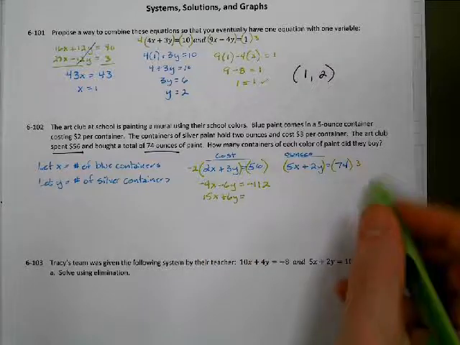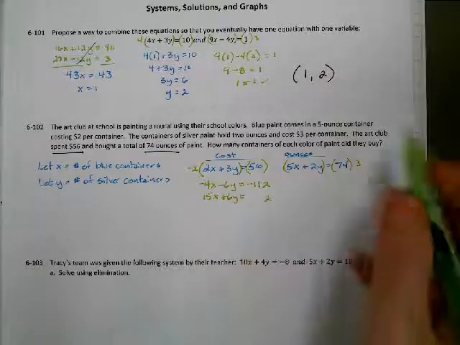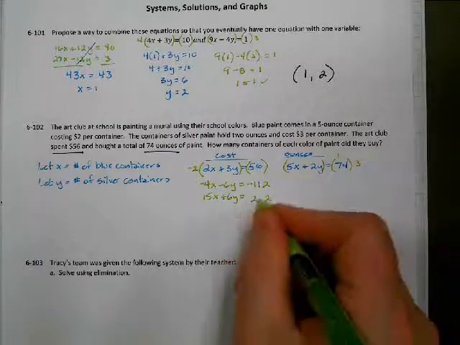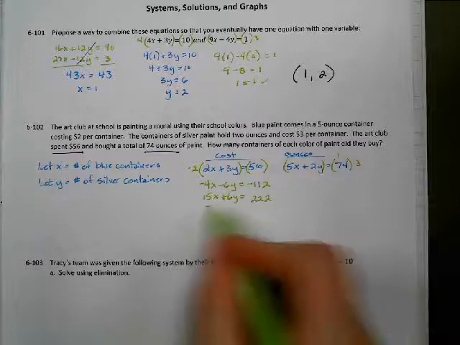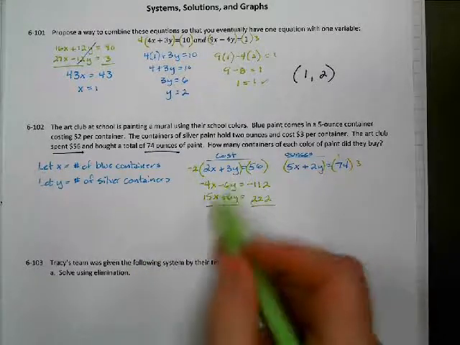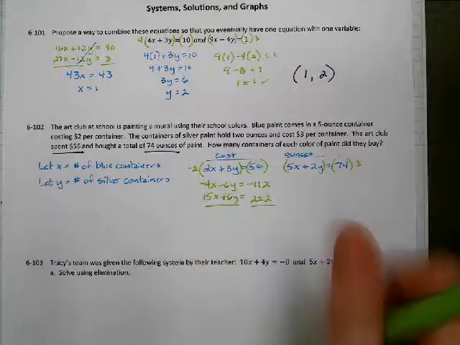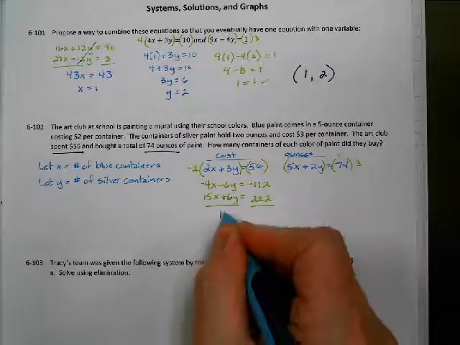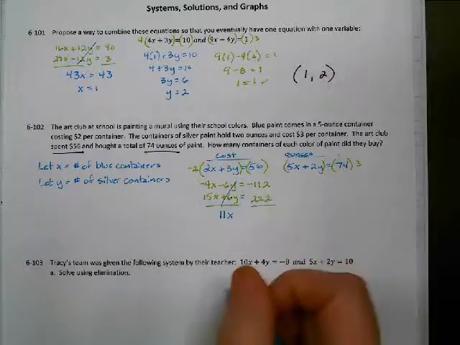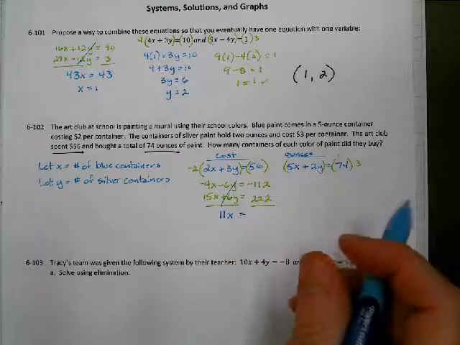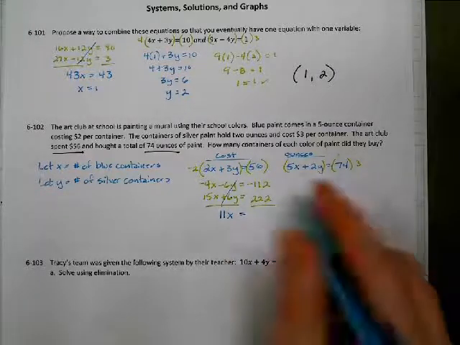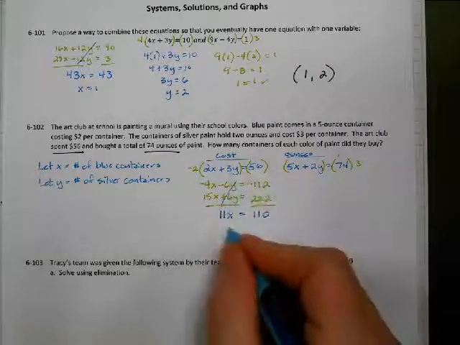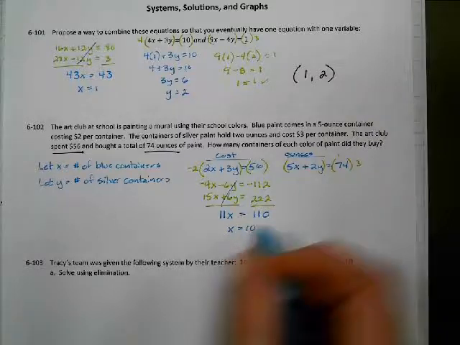And 3 times 74, I'm going to have to think today. 3, 12, 21, 22. All right, so let's combine these sides. Over here, negative 4X and positive 15X gives me a total of 11 X's. The Y's cancel each other. 222 minus 112, I think that's 110. So divide by 11, this is working out. X is 10. All right, so it looks like 10 canisters of the blue paint.